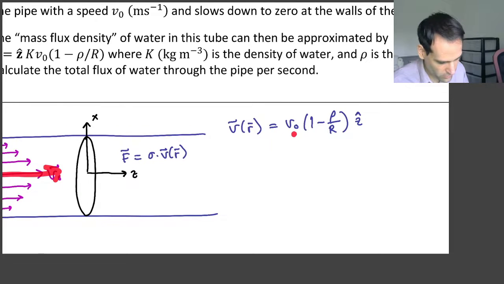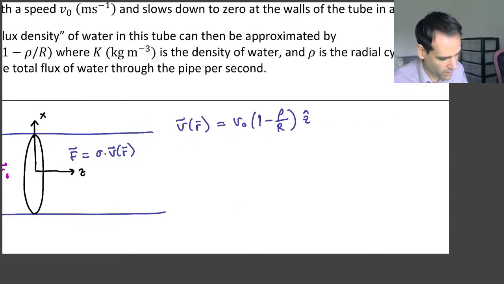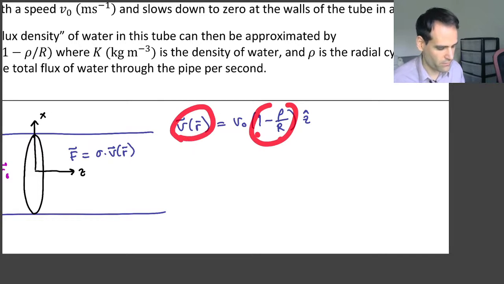As you approach the surface of the pipe, the walls of the pipe, rho is increasing from 0 to r. So when rho equals r, this is equal to 1. So 1 minus 1 is equal to 0. So the velocity is 0.